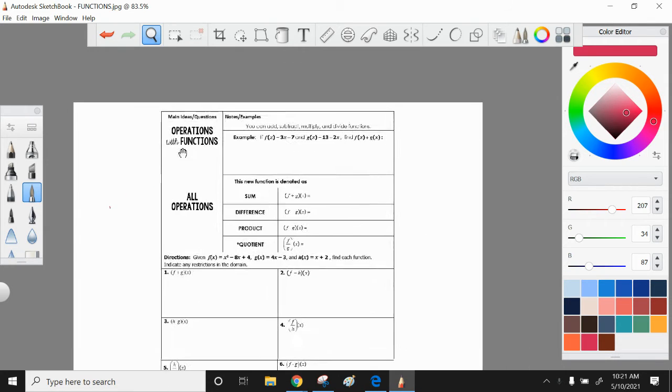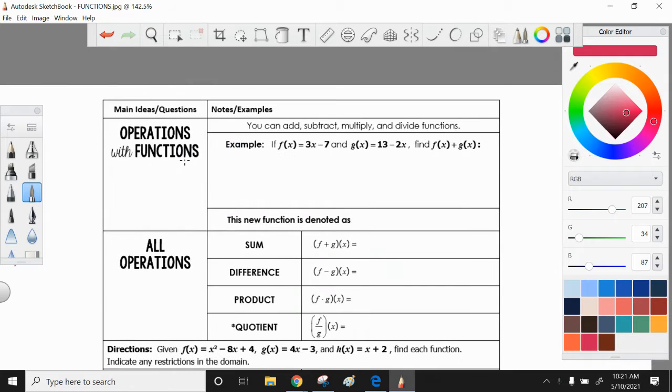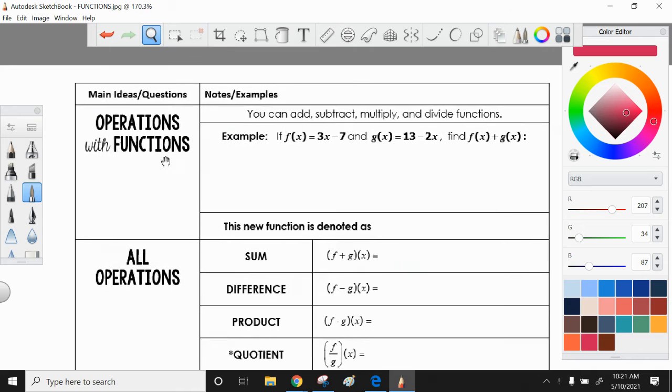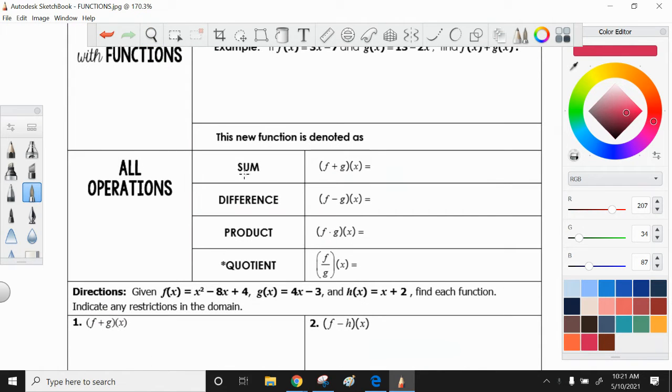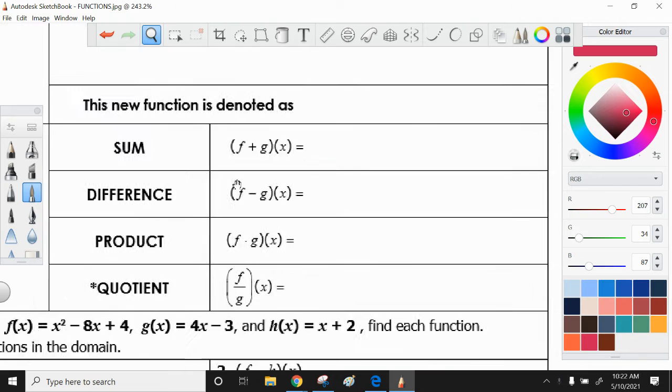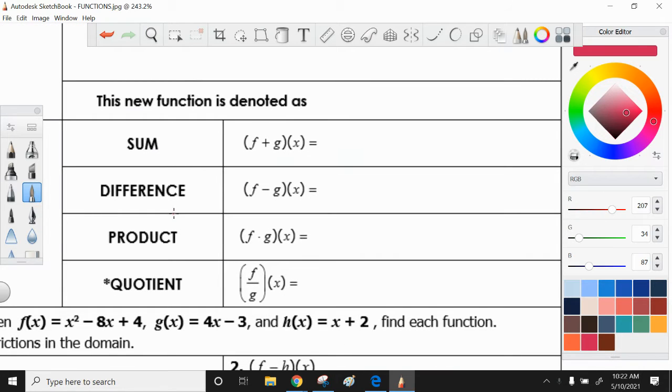We're doing operations of functions. Operations is your typical add, subtract, multiply, divide, and that's what we're going to be working on here. All of your operations: sum, difference, quotient, and product; add, subtract, multiply, divide. Very simple how these things work. If you want to put in here add, subtract, multiply, divide, that's fine, although they're not very difficult.